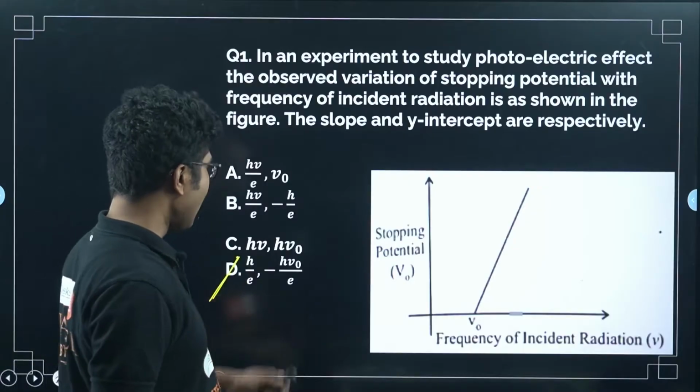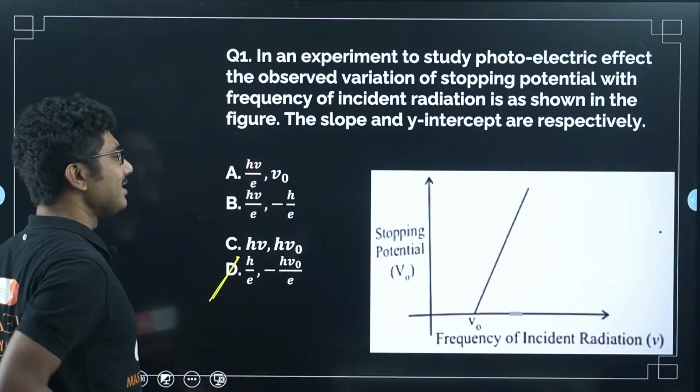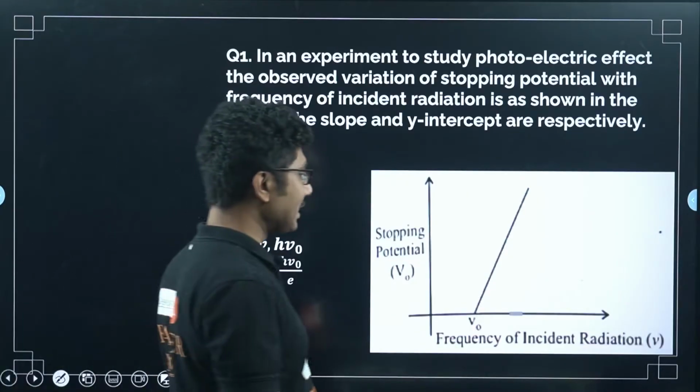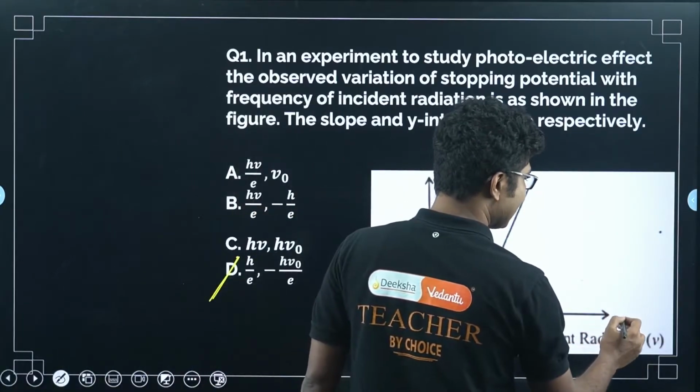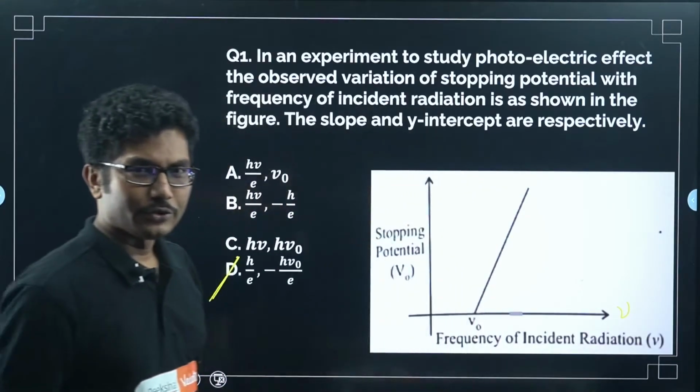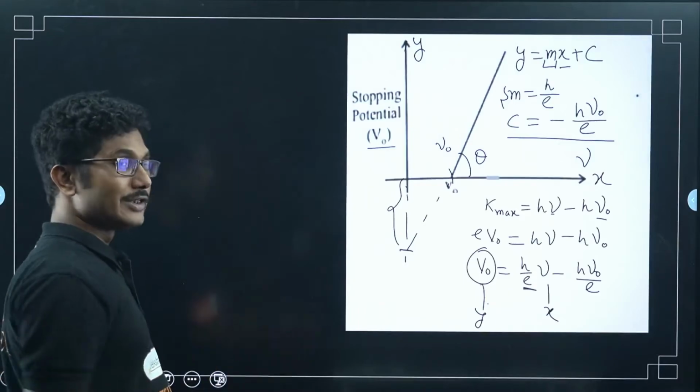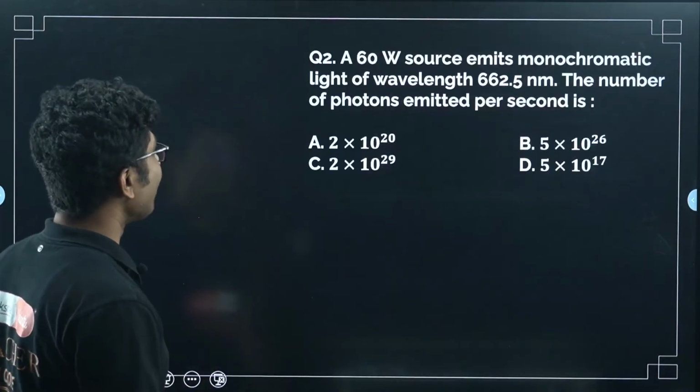In fact, all the other options are clearly incorrect because they already include nu. Nu should not be in the equation because you are plotting nu along the x-axis. So nu should not be part of the equation. If you are smart, even without knowing this you can answer that. Okay, now let's move on.